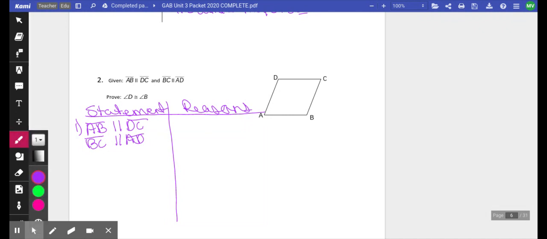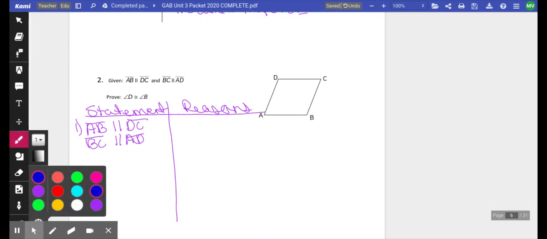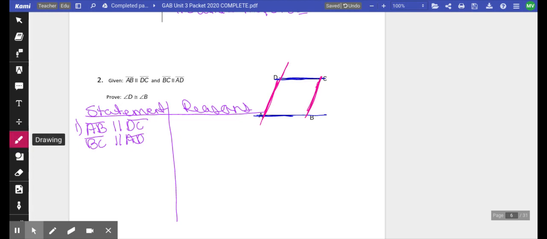Again, I still think it's helpful to outline those in different colors. So I'm going to do AB and DC, and then I'm going to do BC and AD. And if you want, you can extend the lines if that helps. If it doesn't help, don't. So when I look at that, I'm looking for a relationship between D and B. Well, they're kind of in the same spot as the last problem we did.